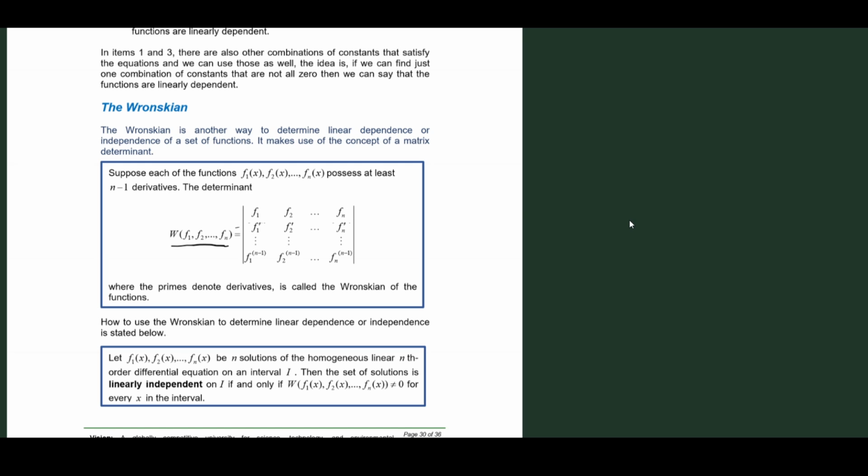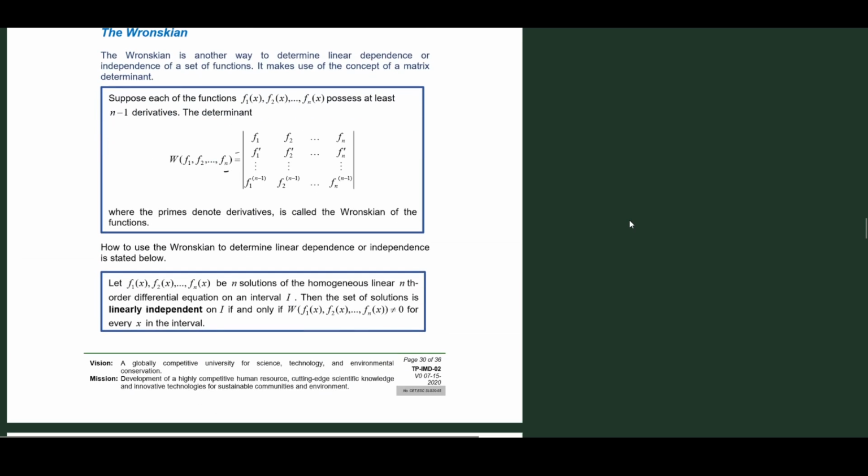So we start with f1, and then the second row will be the first derivative, and then the second derivative, until you reach f raised to the order of n minus 1. And then how are we going to determine if it is linearly independent or not? After setting up this matrix, we will get the determinant of this matrix, and then let's read the definition.